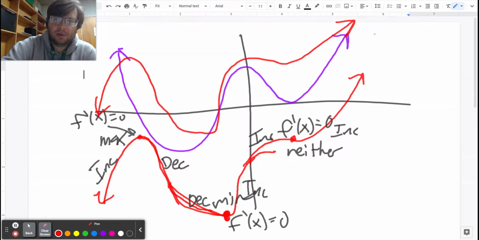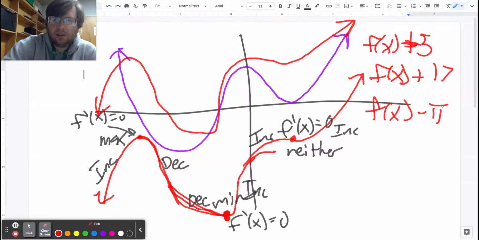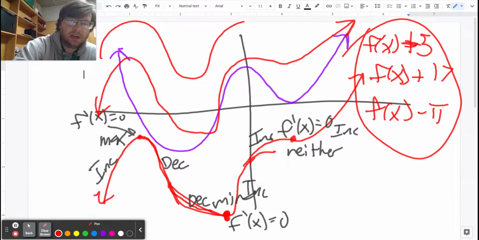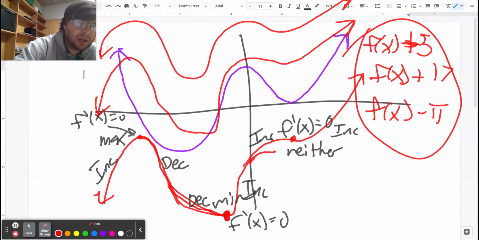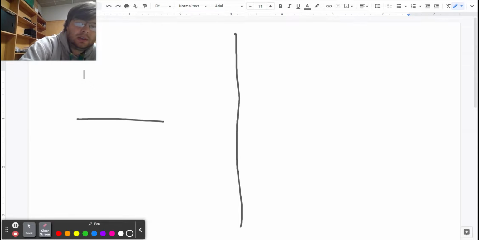Because think about if you had two functions, one of them was f of x plus 5, and another function was f of x plus 17, and another function was f of x minus pi. All of these are going to have the same derivative. They're all going to have the same purple graph. And so that's the idea, that I could have a whole family really of parallel curves, all which have the purple graph to them. Okay, and I'll finish out this video showing you something about the second derivative, which is something I mentioned at the beginning of this video.